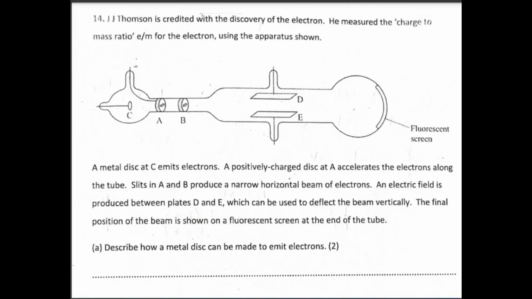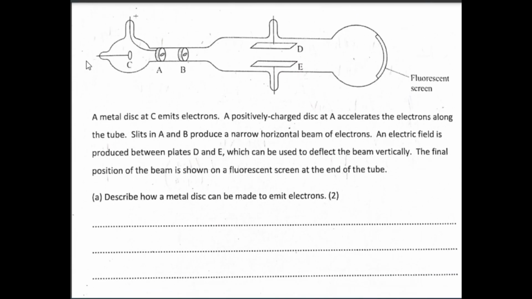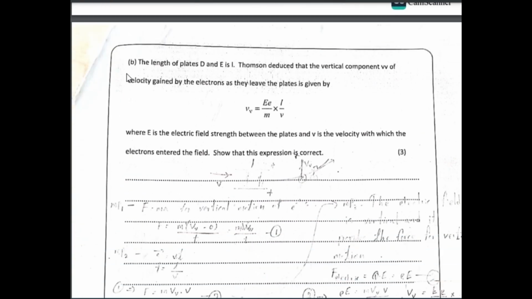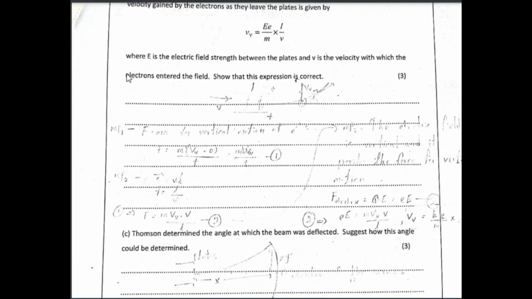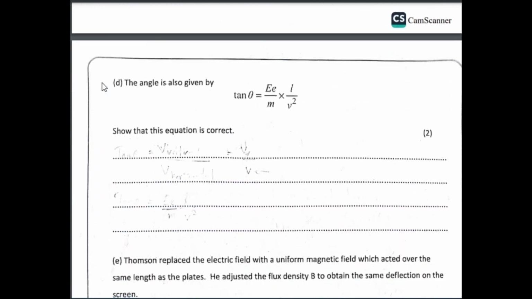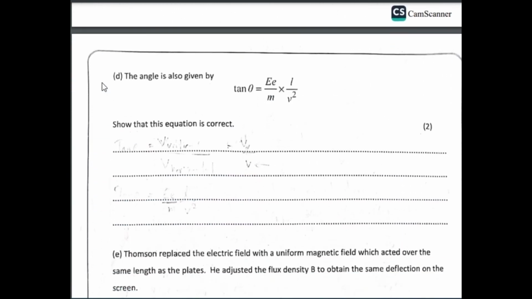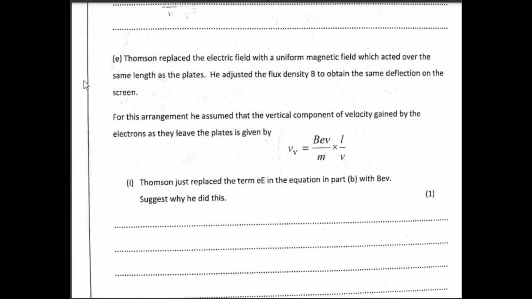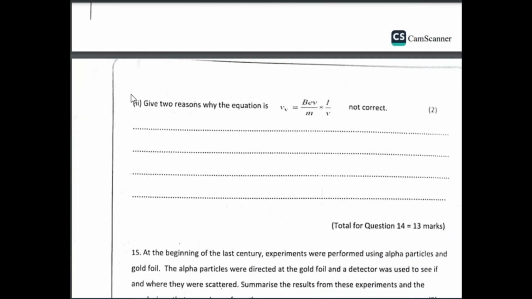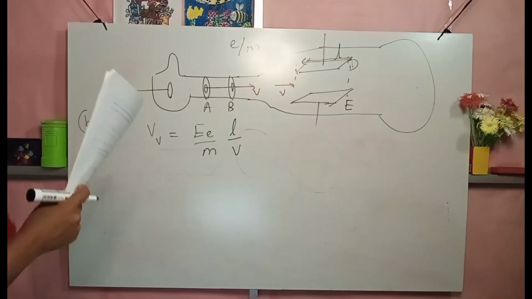Children, this is the second question that I am going to discuss in Unit 4. Part A consists of 2 marks and the B part consists of 3 marks. C part consists of another 3 marks. D part has 2 marks. 1 mark has been allocated in part E, and in the second part of part E you should take 2 marks altogether. This is a 13 mark question.